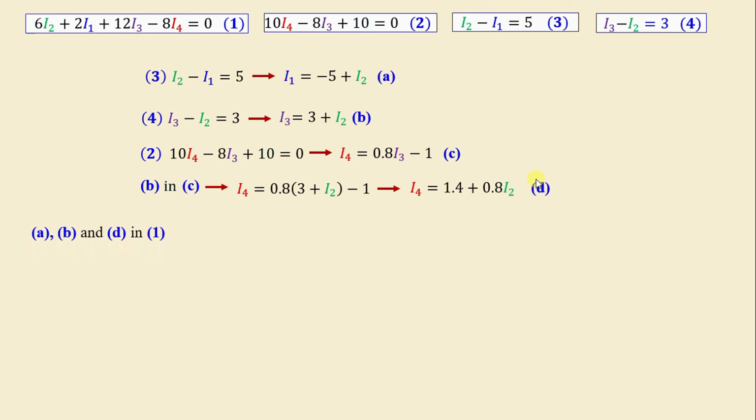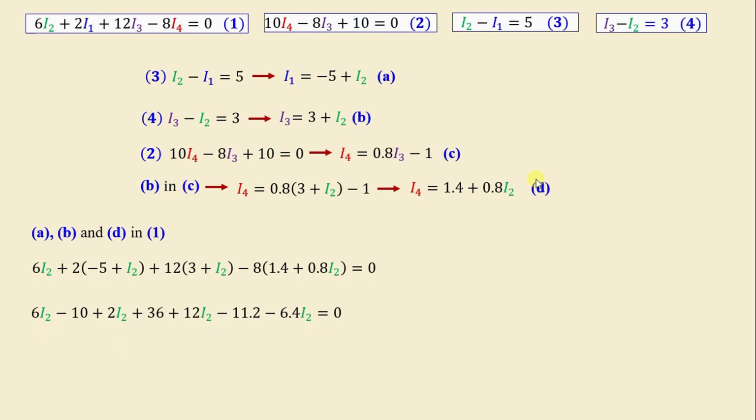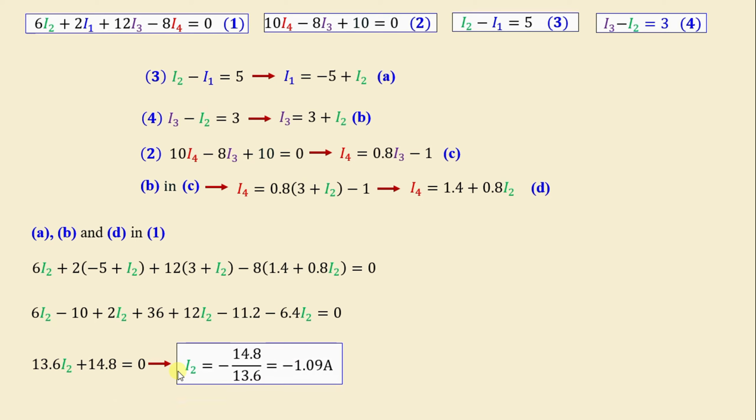By substituting A, B, and D in equation 1, we derive one equation in terms of I2. If we continue simplifying this equation, we obtain 13.6 I2 plus 14.8 is equal to 0. That means I2 is equal to negative 14.8 over 13.6. We get negative 1.09 amps. Now we already found I2, then the problem will be easy.